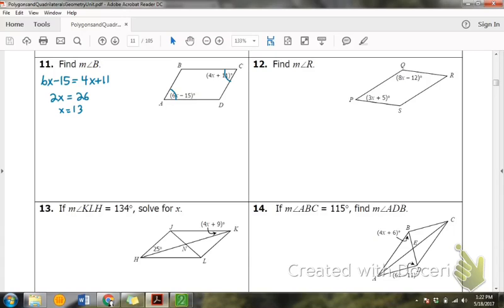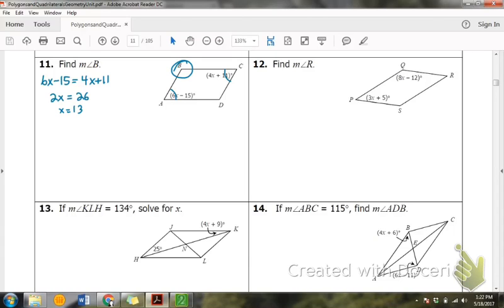So if x is 13, how are we still going to find this angle B? Any ideas? Plug it back in, but that's going to give me A. And are A and B the same? No. Go ahead, Natasha. You can subtract A from 180, right? And that's going to give you angle B. Okay? So what is that?